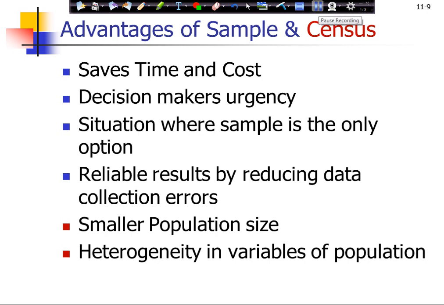The next advantage of selecting census is whenever we have heterogeneity in variables of population. Yes, you may have a question, what is heterogeneity? It is nothing but the quality or state of being diverse in its own characters or contents. Let me elaborate with an example.